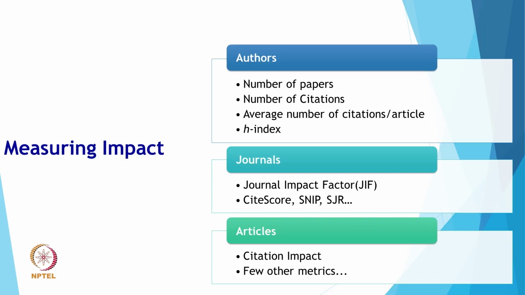For measuring the impact of an author, we generally use the number of papers in terms of quantity, number of citations to somehow find out the quality of publications, average number of citations, and H-index in terms of quality and quantity both. For measuring the impact of journals, there are journal impact factor, CiteScore, SNIP, SJR, and so many other metrics. For measuring the impact of articles, we generally use citation impact and a few other metrics like altmetrics.